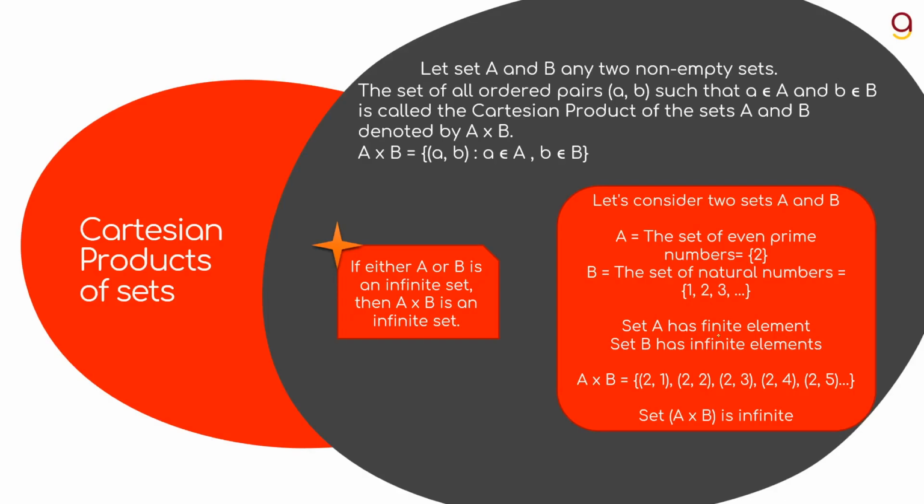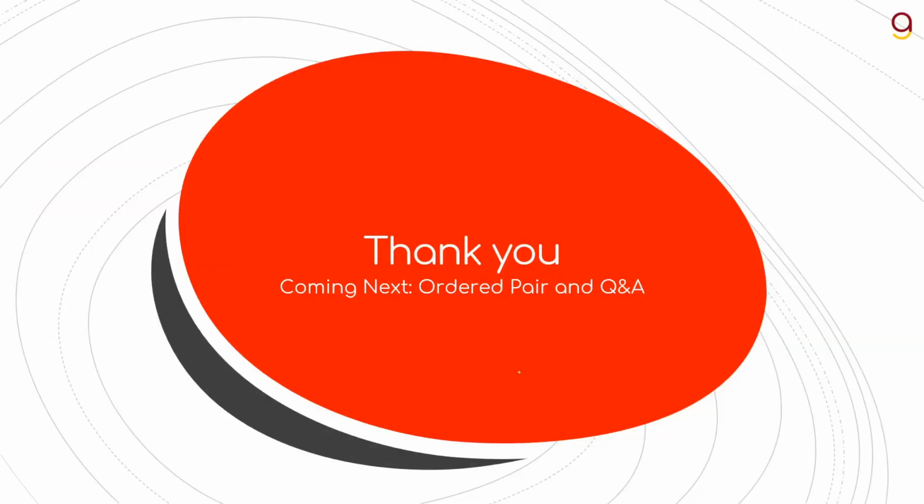So what did we just see? We just saw that when one or both sets have infinite elements, the Cartesian product has infinite elements. If either A or B is an infinite set, then A cross B is an infinite set. So, in this lesson we learnt about Cartesian product. In our next session, we'll see some interesting points on ordered pairs and then work out some problems related to Cartesian product and ordered pairs.